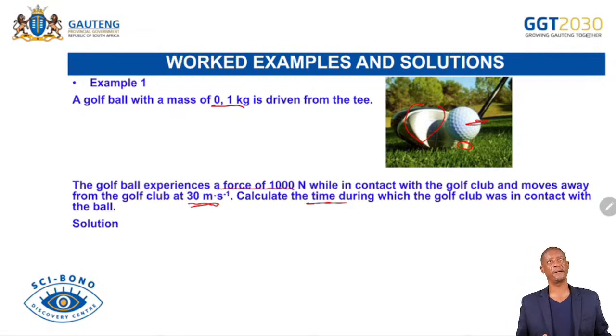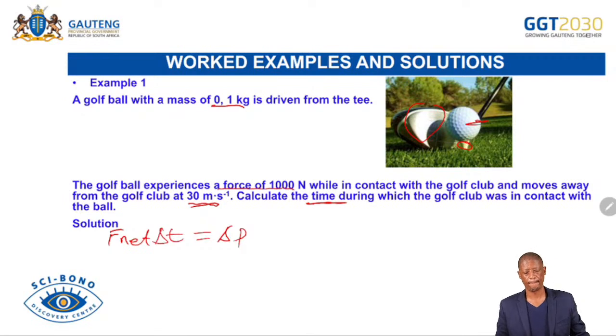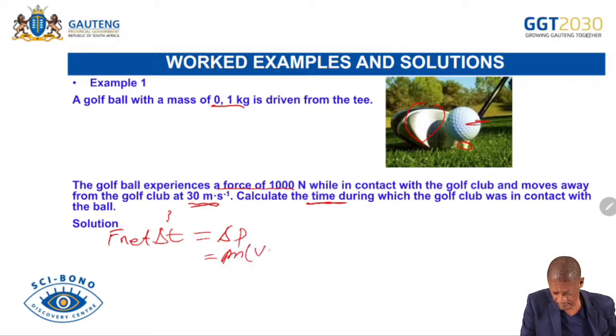For us to calculate time, we need to go back to the formula: net force times change in time equals the change in momentum. We are given the force, and time is what we don't know. Now, what is the change in momentum? Change in momentum is going to be m(vf minus vi).